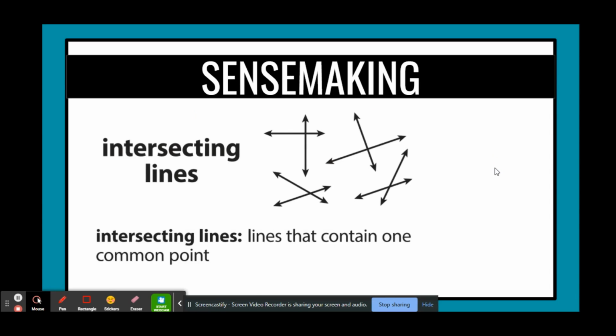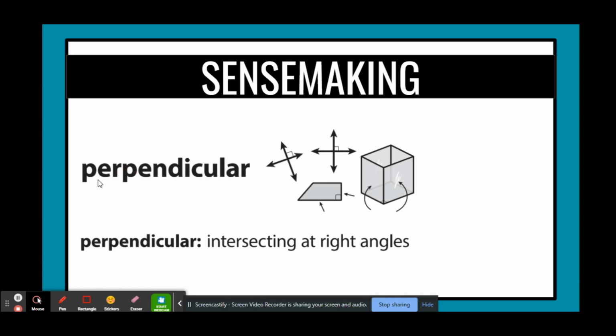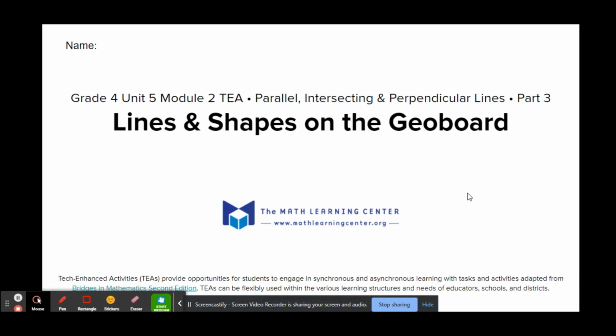All right. So just a reminder, these are examples of intersecting lines that contain one common point where they cross, just like an intersection when you're driving. Parallel, they are always the same distance apart if two things are parallel to each other. Please always remember that the L's in parallel are parallel. That's one of your hints there. Perpendicular, intersecting at right angles. So they are intersecting lines, but they're special intersecting lines because they form a right angle.